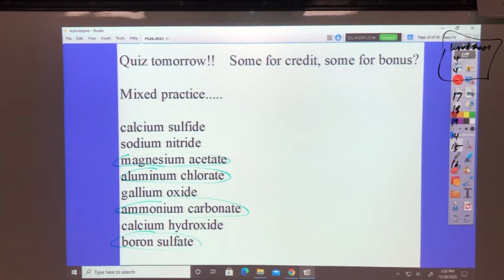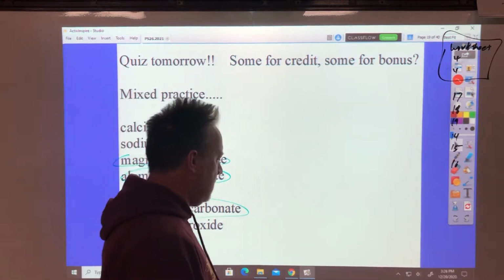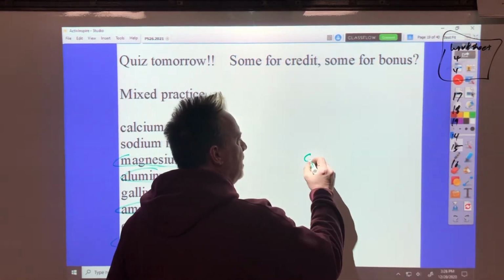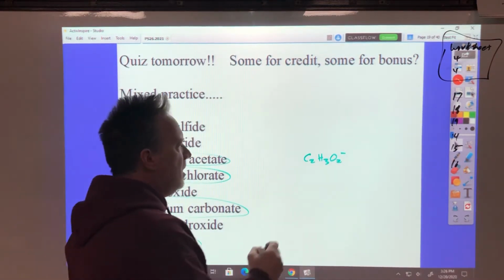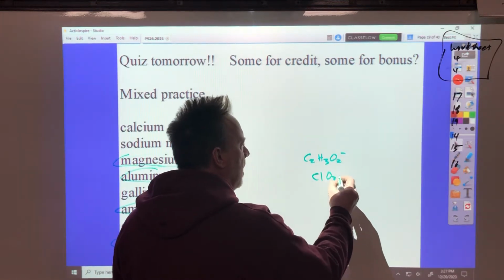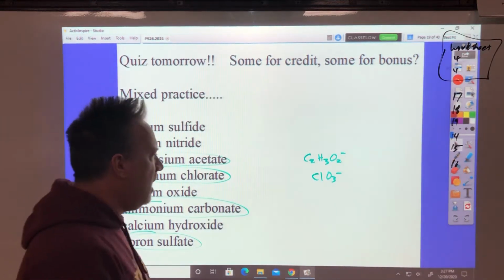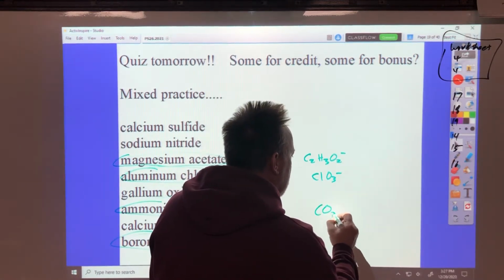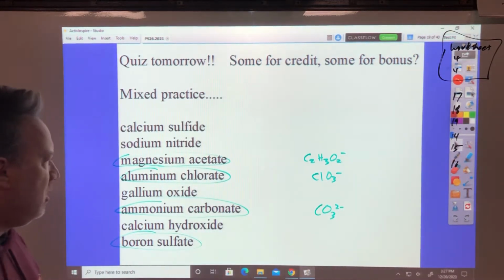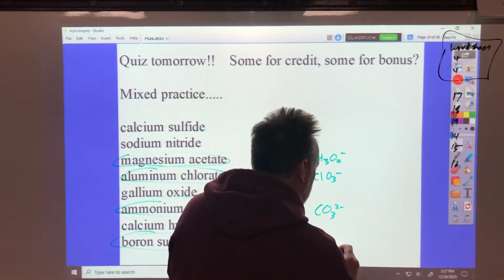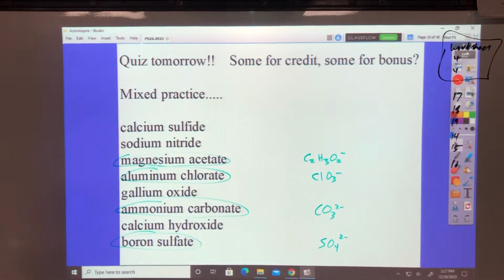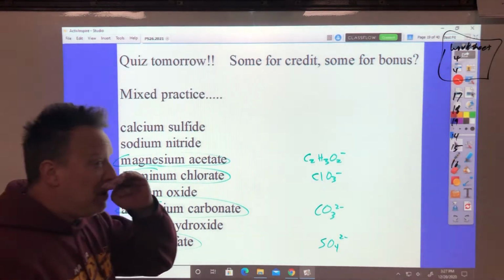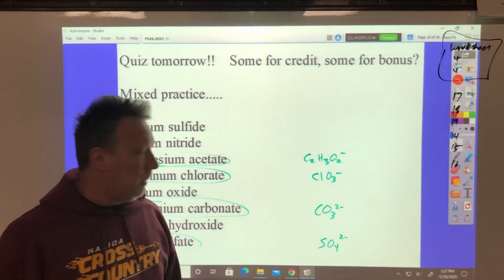Okay, so magnesium acetate is C2H3O2 minus, chlorate is ClO3 minus, carbonate is CO3 2 minus, and sulfate is SO4 2 minus. Okay, those are just off that table. Now, you cannot put charges in your answer. If you do, it's wrong.